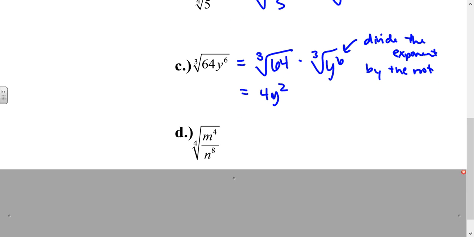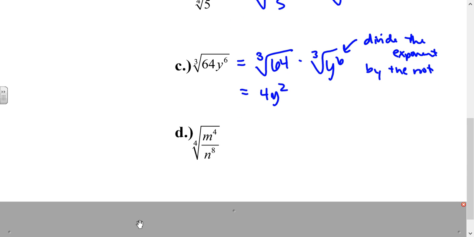Then the last example I have is m to the 4th over n to the 8th, and it's the fourth root. Well, remember, I can split those apart and give them each their own root. And I can do the fourth root of n to the 8th. And this should be a fourth root. It's kind of hard to see there. I'm going to start over.